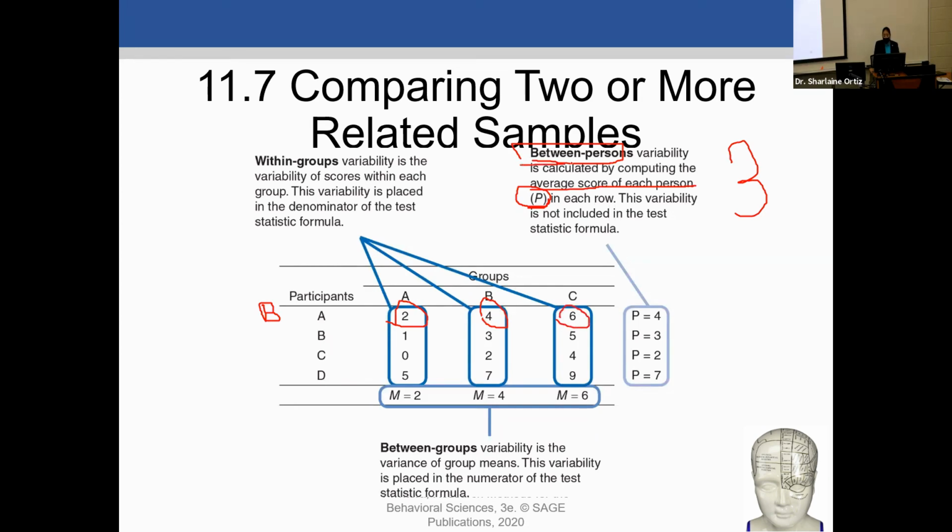In order to determine that between persons variability, we will calculate the average for Billy, and that is what we would know as the between persons. And if we have Peter, same situation, his score for group A, score for group B, score for group C, and we will add that to the P column, and again, that refers to the between persons variability.